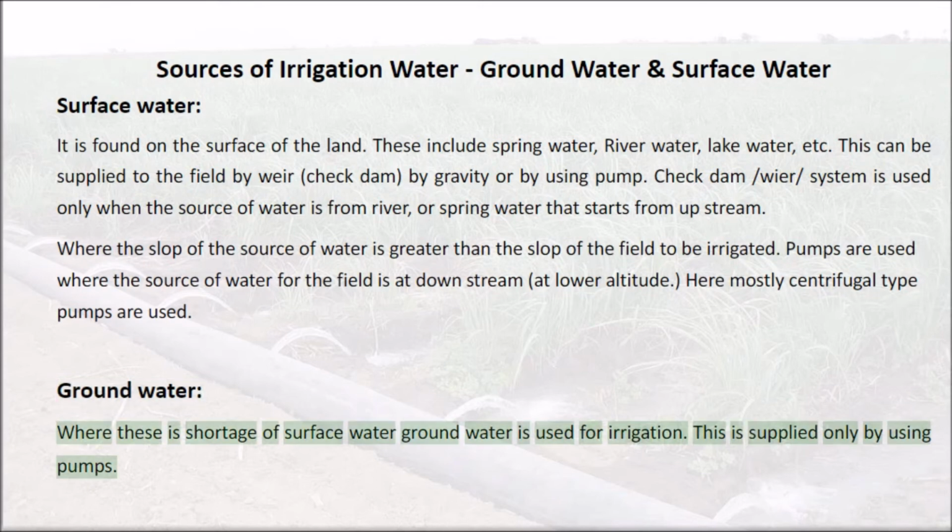Where there is a shortage of surface water, groundwater is used for irrigation. This is supplied only by using pumps.